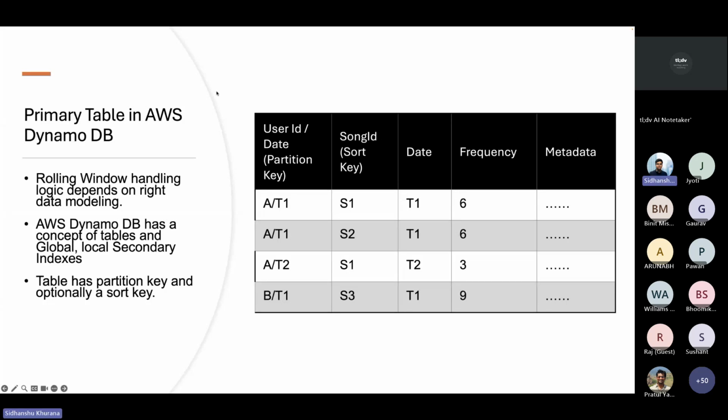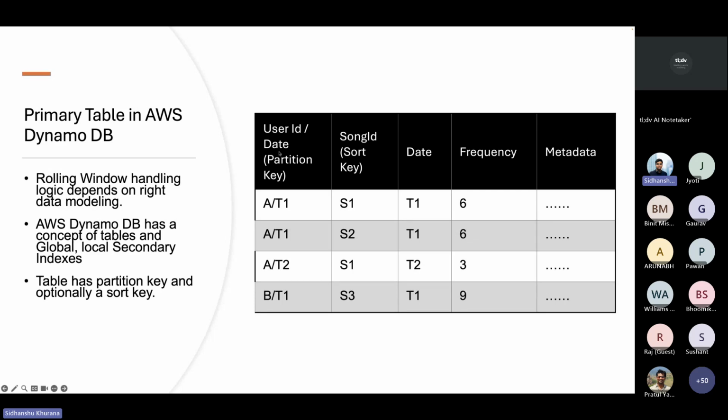So how will we model the data in DynamoDB to fulfill the rolling window requirement, right? DynamoDB has a concept of tables, and global and local secondary indexes, right? A table can have a partitioning key and optionally a sort key. And the partitioning key plus the optional sort key is the primary key, which means that every row has to be unique in the table in terms of partitioning key plus optional sort key.